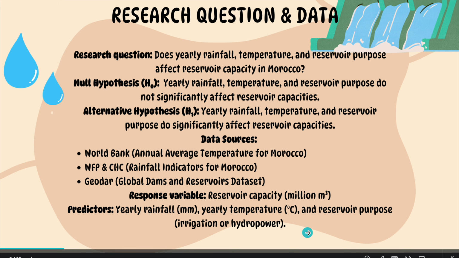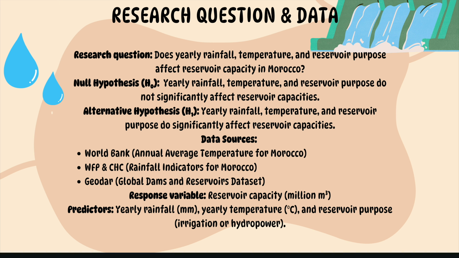The null hypothesis is that yearly rainfall, temperature, and reservoir purpose do not significantly affect the reservoir capacities, while the alternative hypothesis is that yearly rainfall, temperature, and reservoir purpose do significantly affect reservoir capacities.